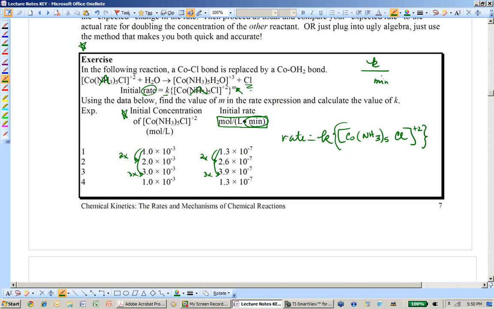Where they want us to find the value of M. So outside these curly brackets, we just discovered it was first order, so I put a 1, or leave it blank, which implies a 1. And calculate the value of K. So K would equal, pick a line, any line, rate divided by the concentration of all that gobbledygook to the first power.